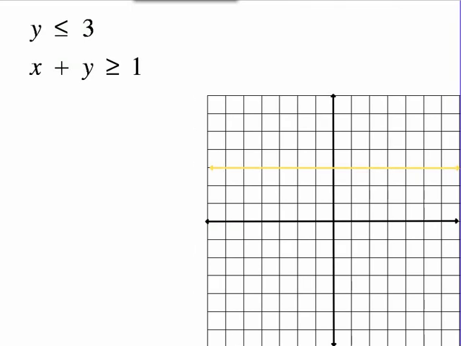While you're drawing that in, think about what side of the line you are going to shade. The bottom one. Because when you plug in 0, what does that say? 0 is less than 3, so which way, top or bottom? Bottom. Stay bottom.